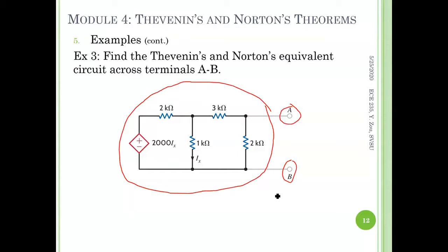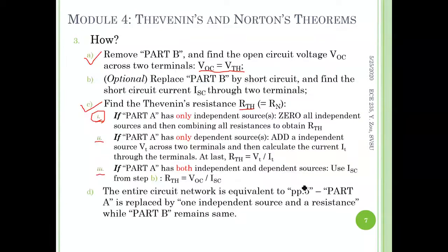So if this is clear, then next you need to recall the previous procedure here. So this circuit belongs to case 2. No independent source, only dependent source. So first thing is VTH is 0. No VTH at all. We only need to find RTH. So how to find RTH? It is adding an independent source, VT, and then finding the resulting IT. And the ratio between them equals RTH.